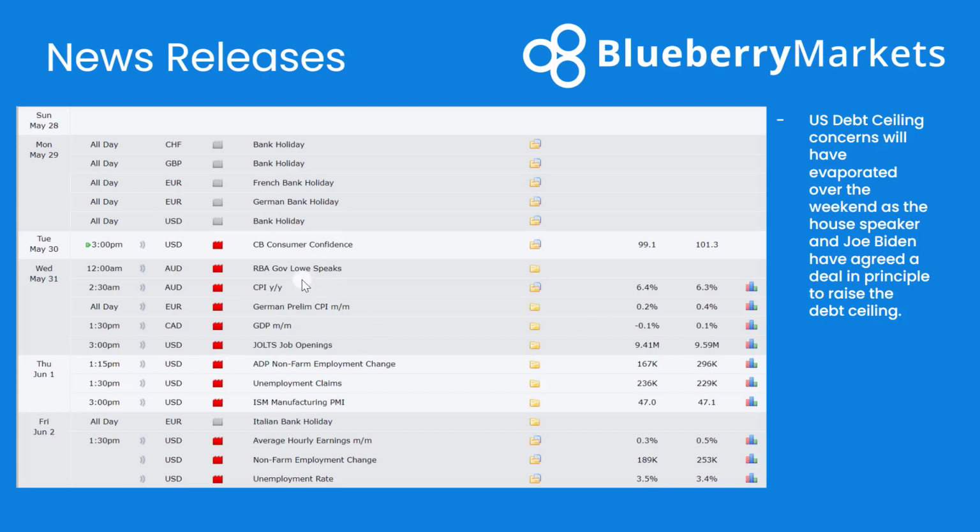Now, in other data, we've got RBA Governor Lowe speaking. We've got CPI data out of Australia looking to come in a little bit higher than previous. We've also got the US non-farm payroll data coming towards the end of the week. Obviously, we want to see this data coming in a little bit less hot than it has been over these recent months, so we'll be waiting to see if that's going to change. ADP non-farm employment change could provide a little bit of insight into how the NFP is going to go at the end of the week.